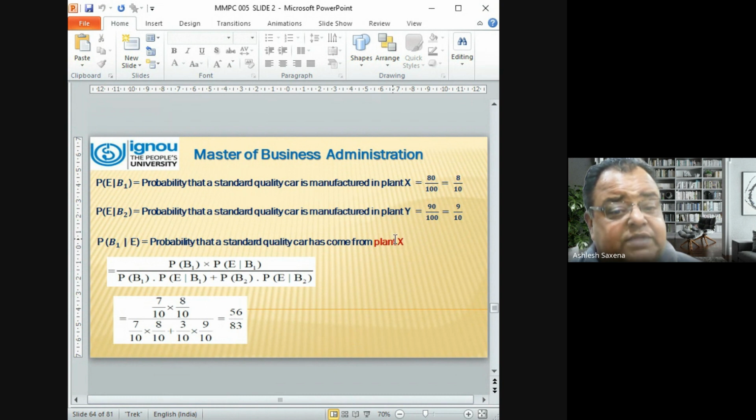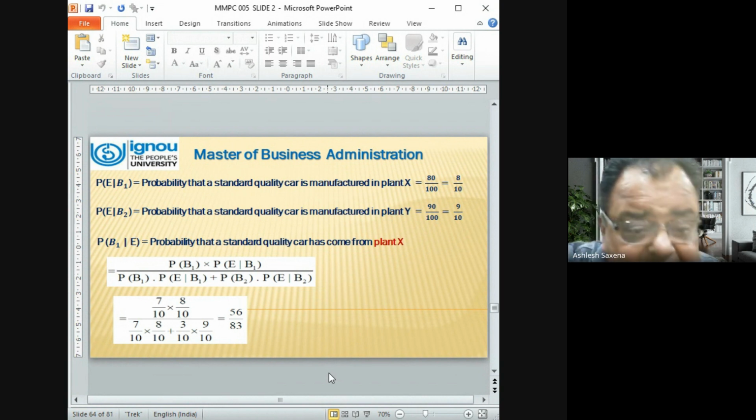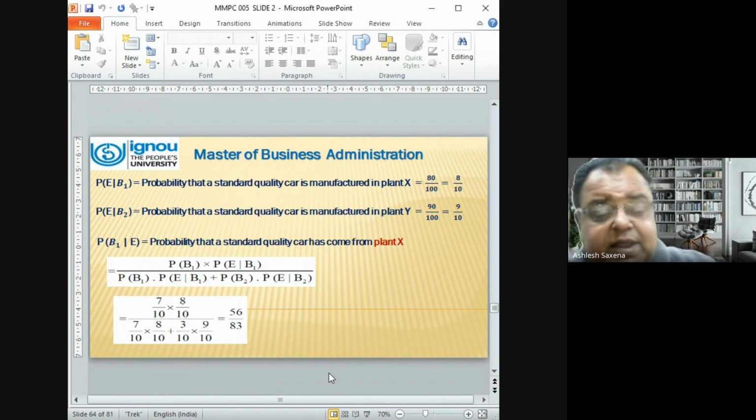Similarly, if plant Y was asked, I would have replaced this value by B2, E by B2, and I would have kept this over here and removed this. The denominator will remain the same and your answer will be 27 by 83. Or, without calculating it, you subtract from 1: 1 minus 56 upon 83, you will get 27 by 83. It's up to you, depending on how it is asked in the problem.